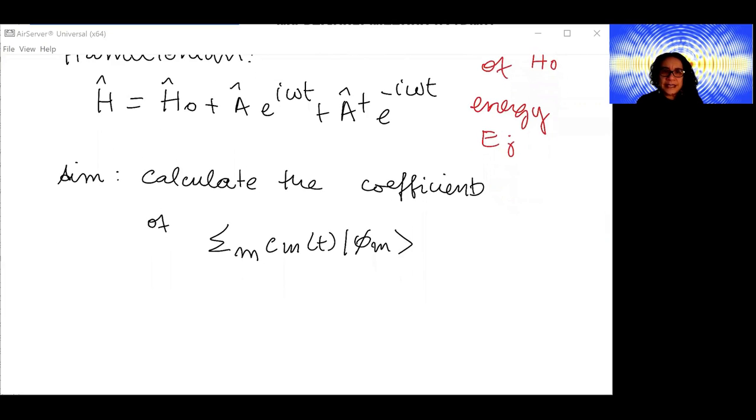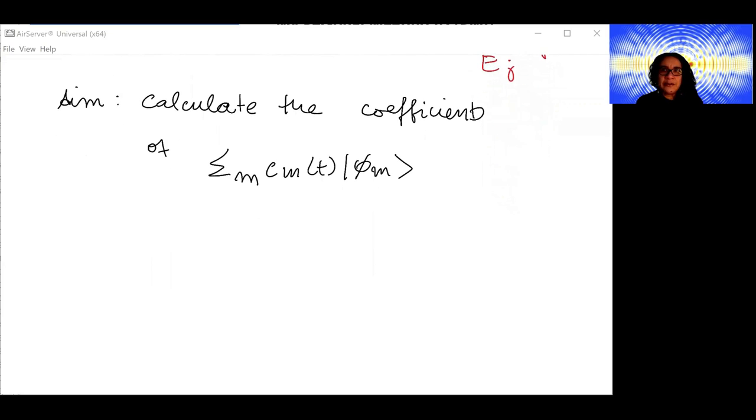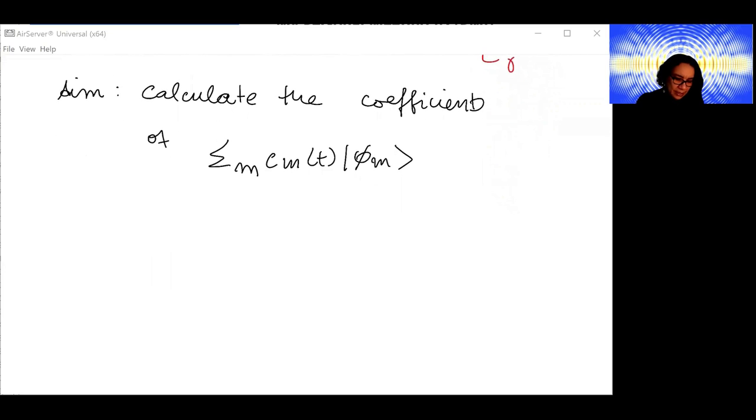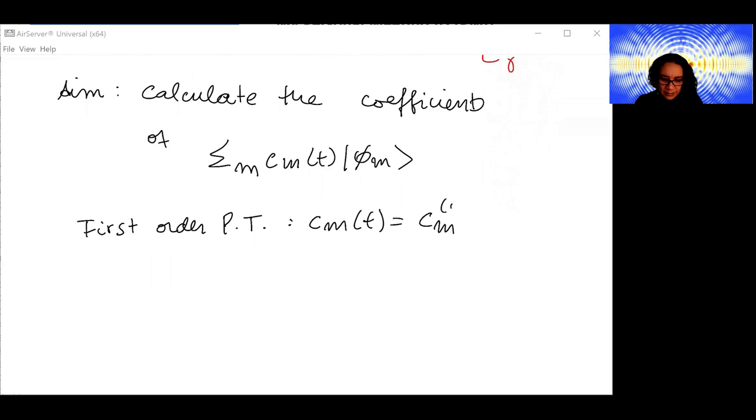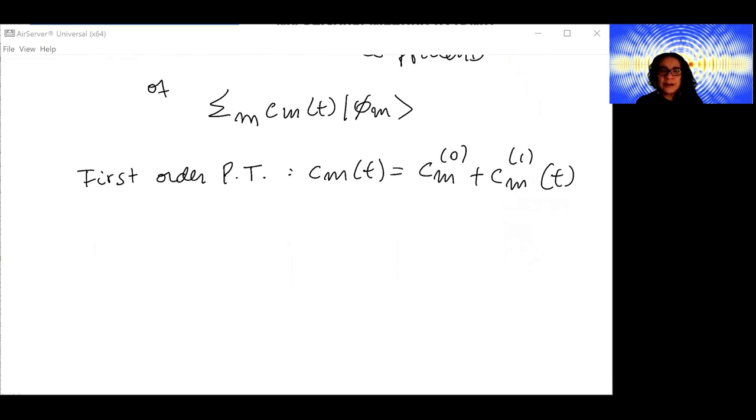Don't forget that we'll be dealing with the interaction picture, and we want to calculate this to first order. So up to first order perturbation theory, C_m(t) will be C_m^(0) plus C_m^(1)(t), whereby this is what you obtain with the zeroth order expansion in lambda, and this with the first order expansion in lambda.